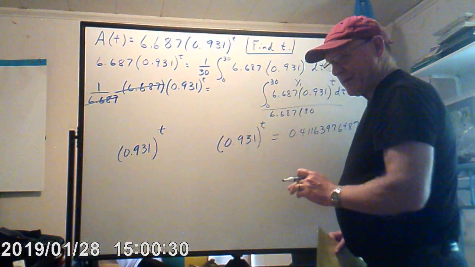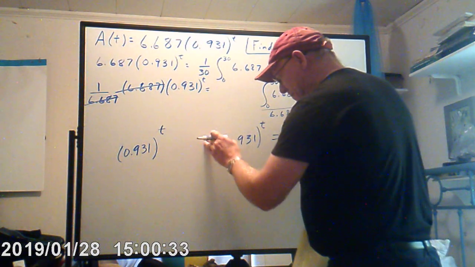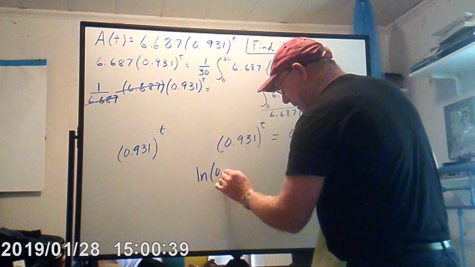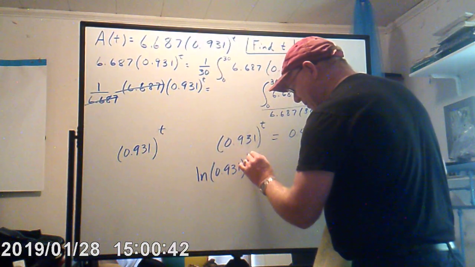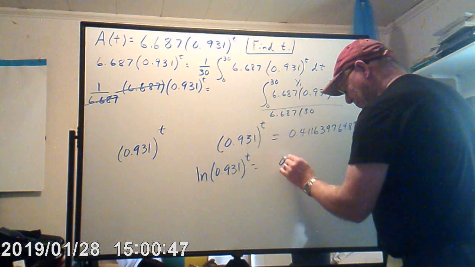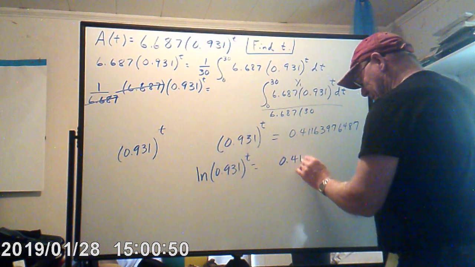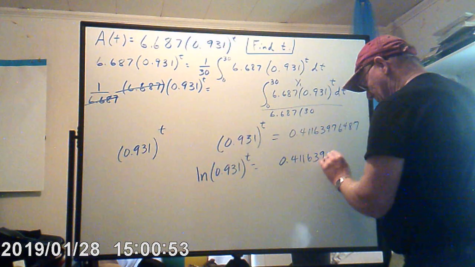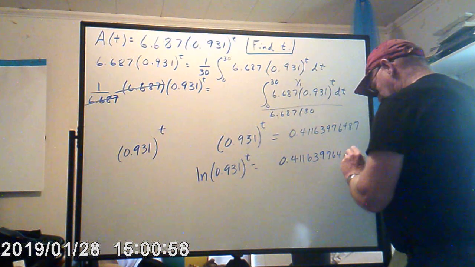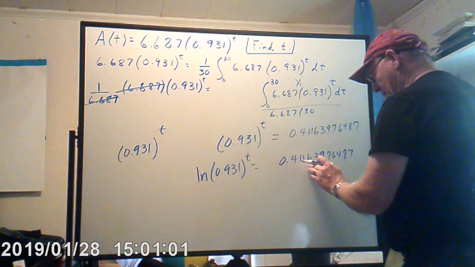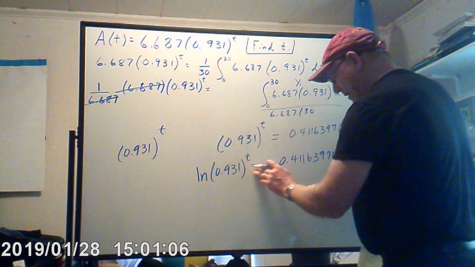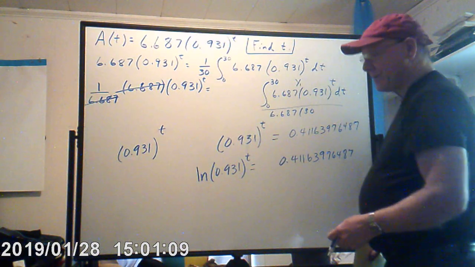Now, to get t from being an exponent, I want that t down as a base, so I introduce ln. And one thing I did, and believe it or not, I still make mistakes. So bear with me while I do that. 0.41163976487. Okay, yeah. I forgot. What did I leave off?